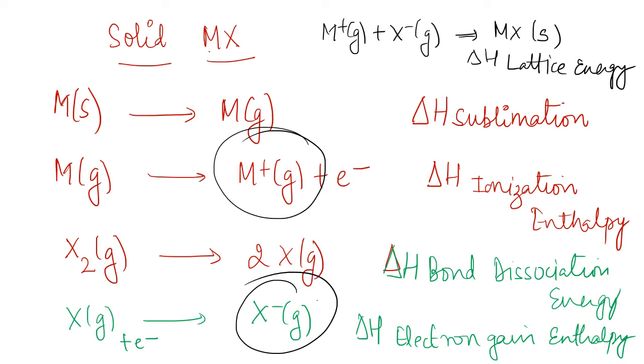So what is lattice energy? Lattice energy of an ionic solid is defined as the energy required to completely separate 1 mole of solid ionic compound into gaseous constituent ions. Look at this equation that I've written. This is solid. अब इसका उल्टा देखो.